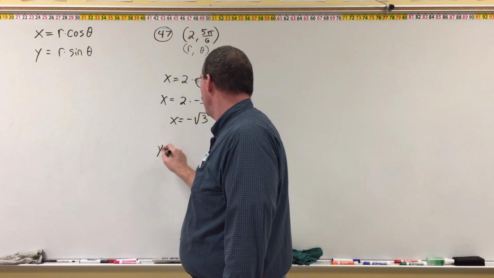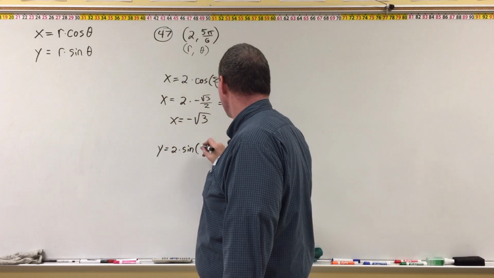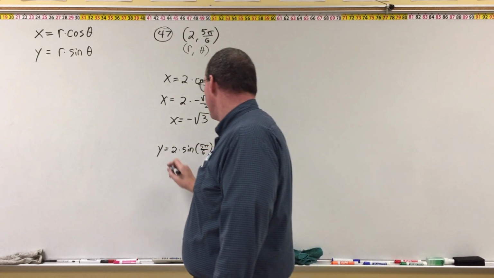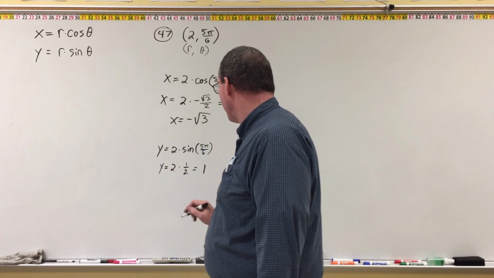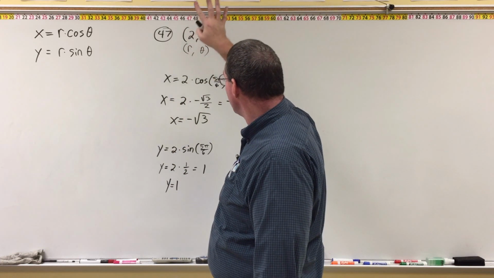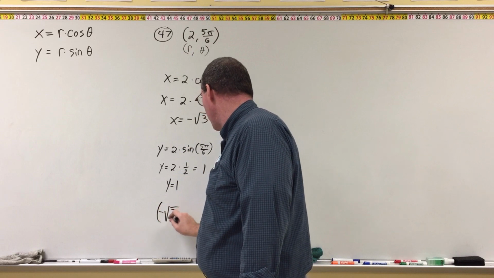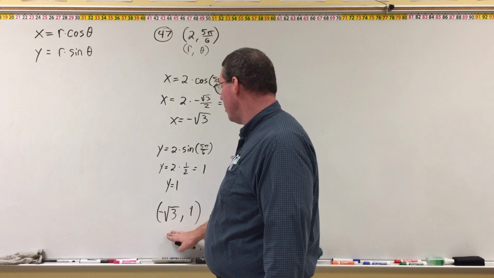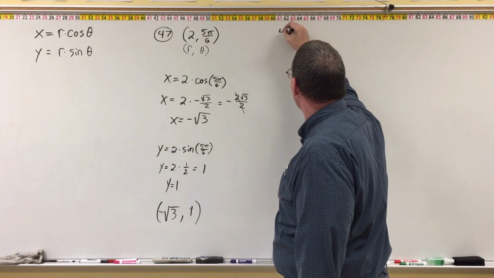Now for our y coordinate, we're going to use r sine of theta. R is 2, sine of 5 pi over 6 is 1/2. And so y is equal to 2 times 1/2, which is 1. Therefore the rectangular coordinates that are equal to the polar coordinates 2 and 5 pi over 6 are negative square root of 3, comma 1, and that point on the rectangular coordinate grid is in the exact same place as that point on the polar grid. Okay. All right, let's do question number 48 now.